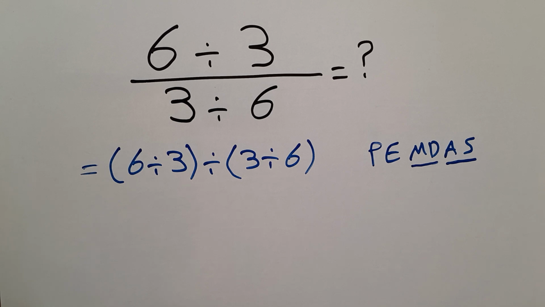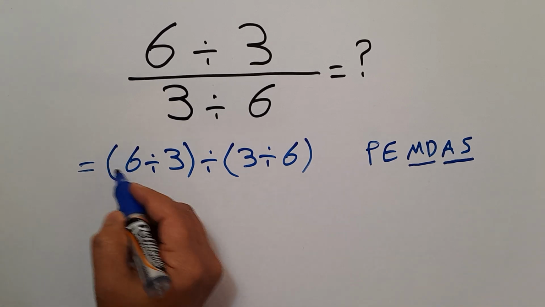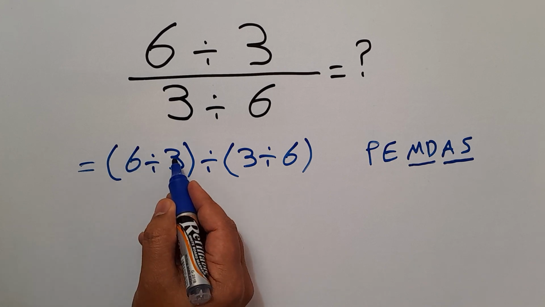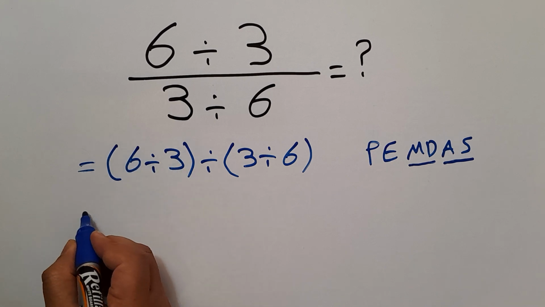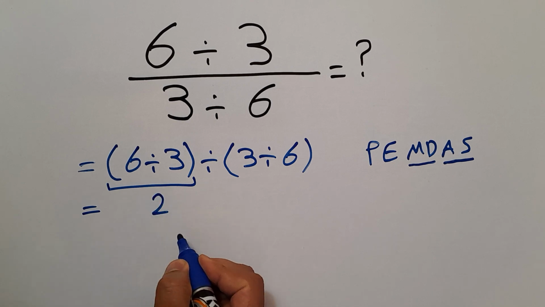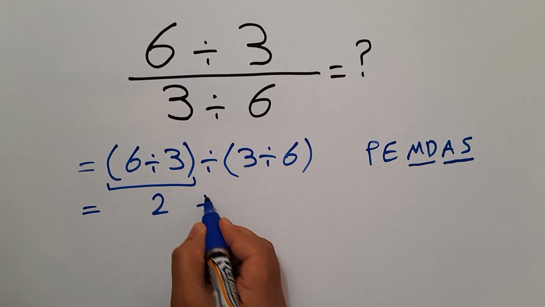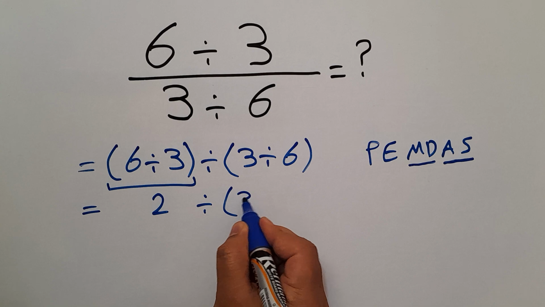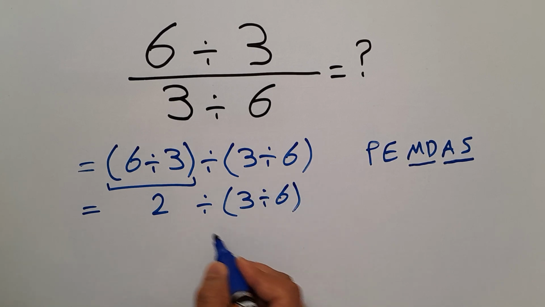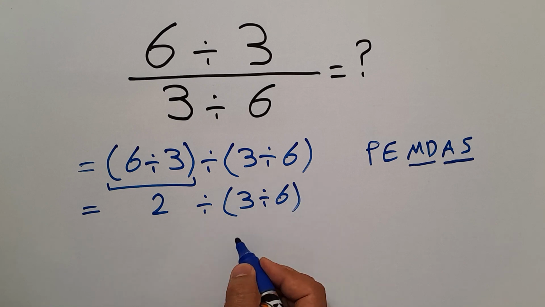So here, first we do these parentheses. Inside these parentheses, 6 divided by 3, which equals 2. So this is equal to just 2. And let's recopy this. Divided by parentheses 3 divided by 6. And now we have this division and these parentheses.